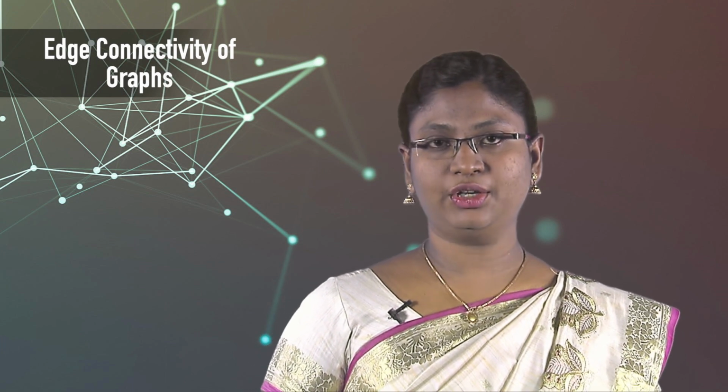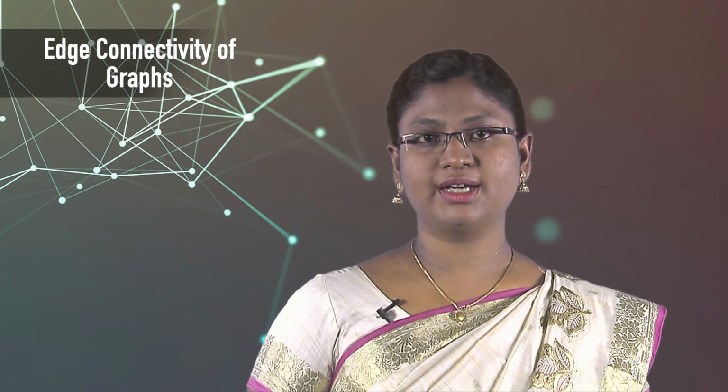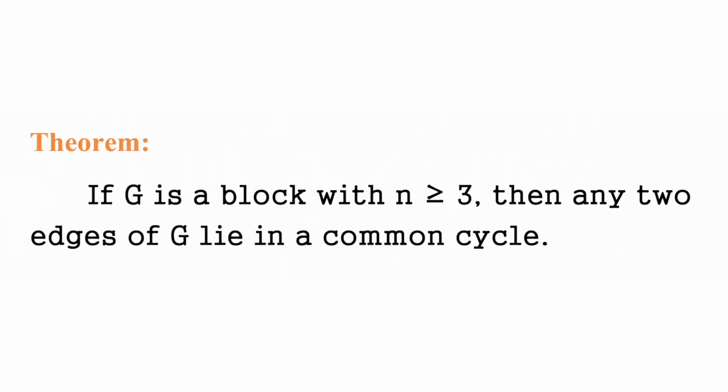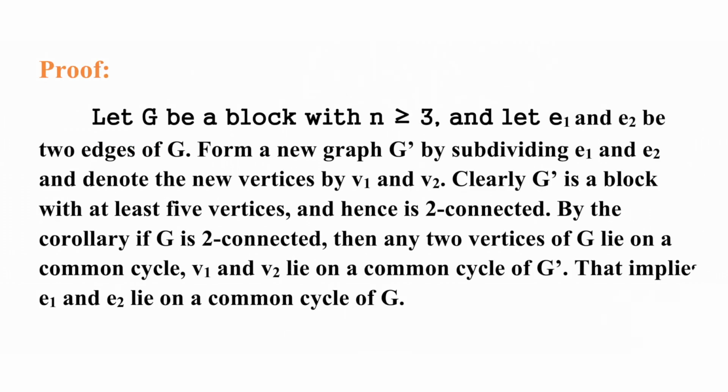So, next we shall see a note. The class of blocks with at least 3 vertices is closed under the operation of subdivision. We shall see a theorem now. The statement goes, if G is a block with n greater than or equal to 3, where n denotes the number of vertices here, then any two edges of G lie in a common cycle. We shall see the proof now.